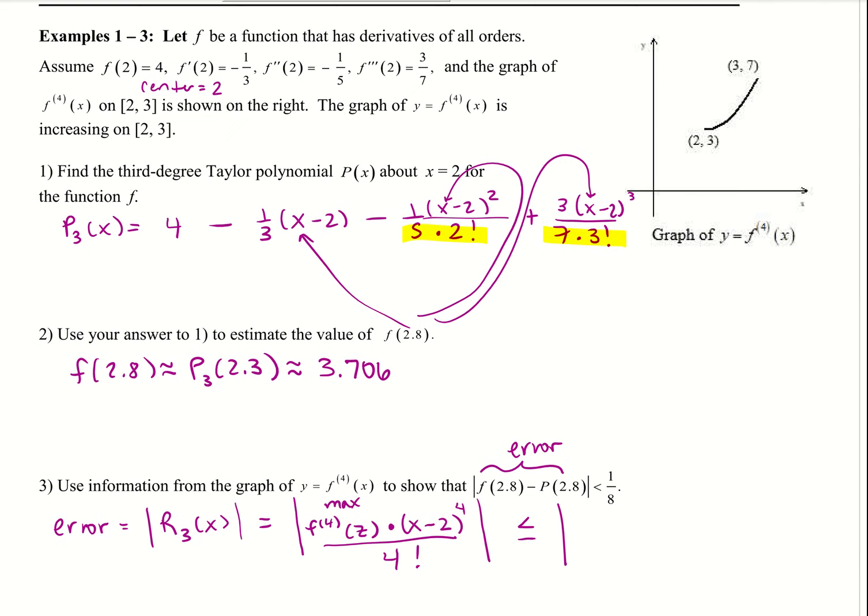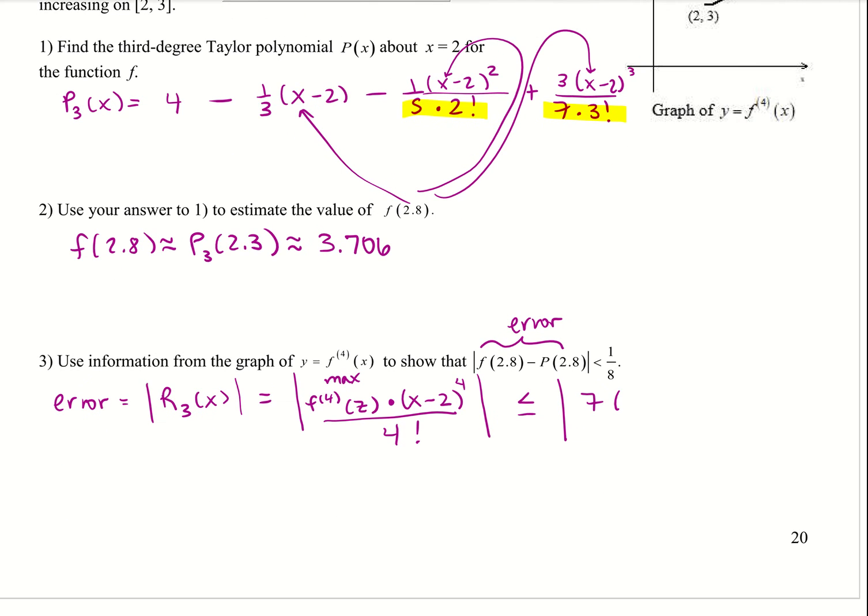So here's the graph of my fourth derivative, at least on a limited scale. This needs to include the center, which is at 2, somewhere as one of the x values on my little interval. Well, what's the most that the derivative is? The derivative here is the height of this. So the most that the derivative is, is 7. That's the maximum fourth derivative times x minus 2.